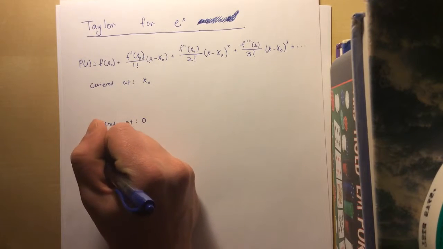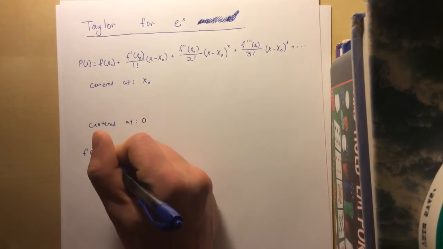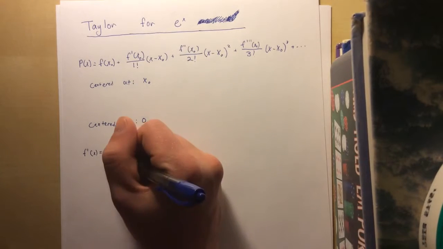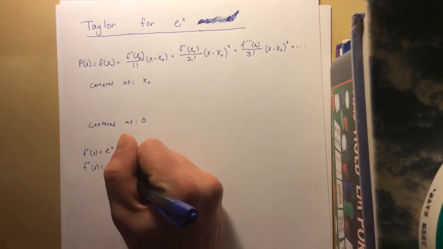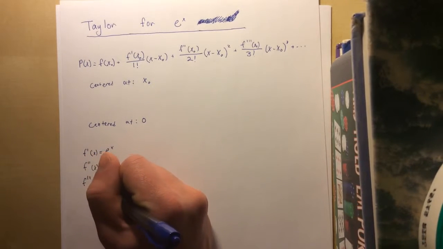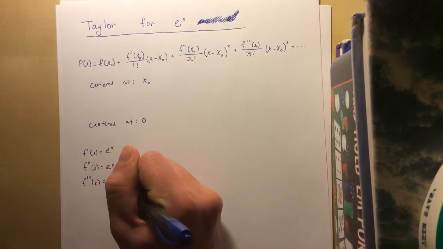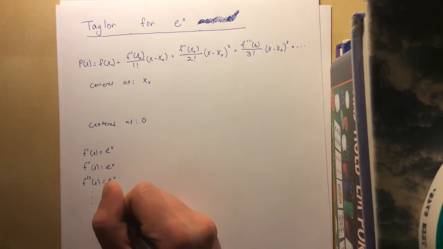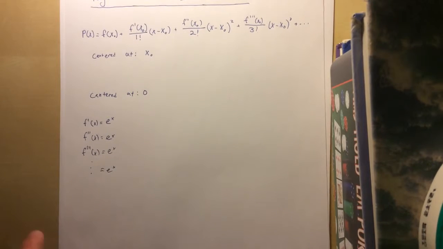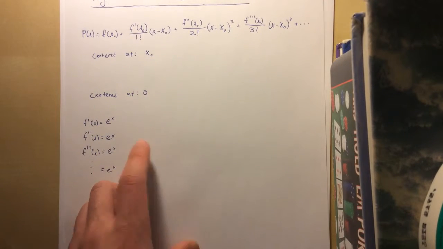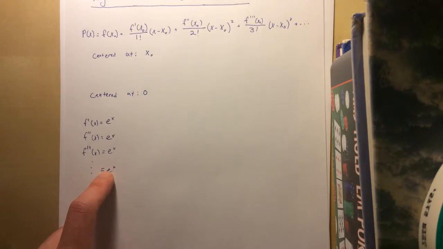So first derivative is, well, e to the x derivative is just e to the x. Second derivative, once again, e to the x. Third derivative, also e to the x. And pretty much all of them are going to equal e to the x. So that's what's nice about writing a Taylor for e to the x. So now we know what x naught is, and we know the derivatives. So next, let's find the derivatives at x naught.